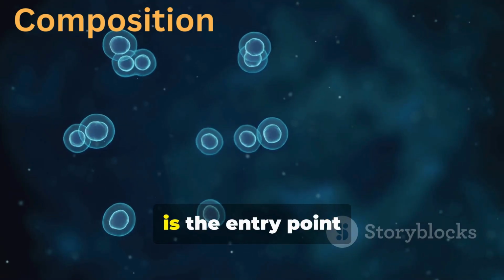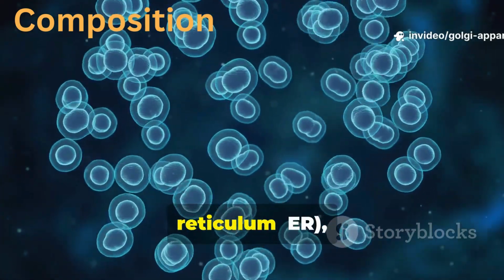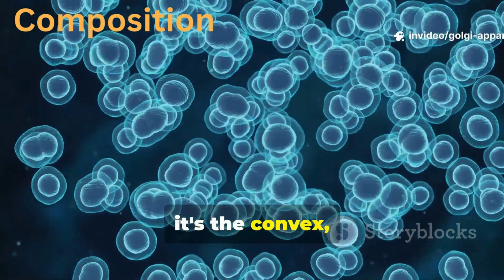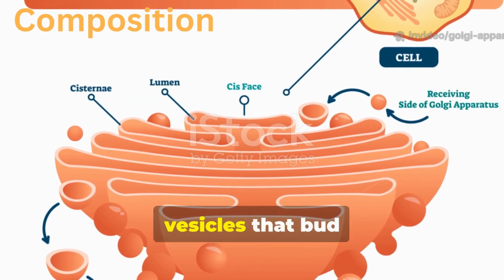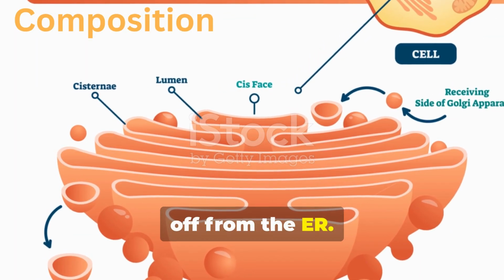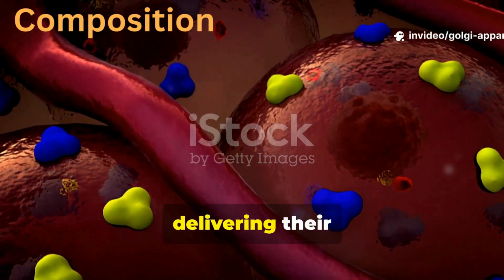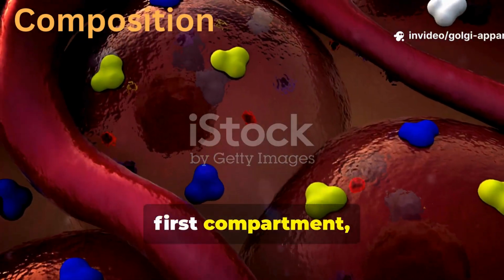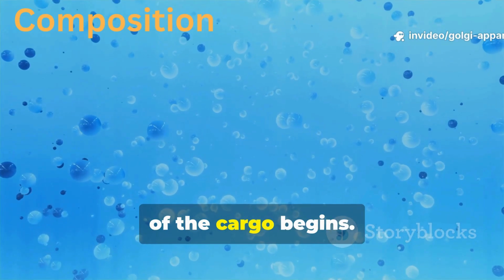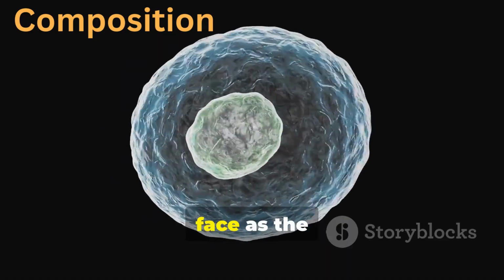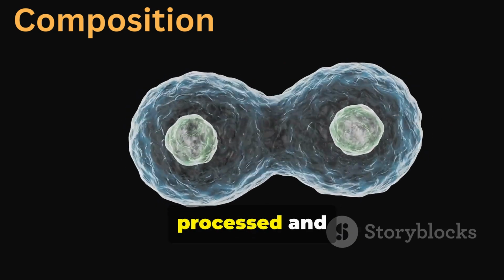The cis face is the entry point of the Golgi apparatus located near the endoplasmic reticulum, ER. It's the convex, receiving side of the organelle. It receives proteins and lipids in transport vesicles that bud off from the ER. These vesicles fuse with the Golgi membrane at the cis face, delivering their contents to the first compartment, the cis-Golgi network. This is where the initial processing of the cargo begins. Think of the cis face as the receiving dock where all the raw packages arrive before being processed and sorted.